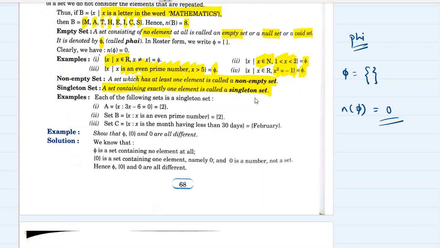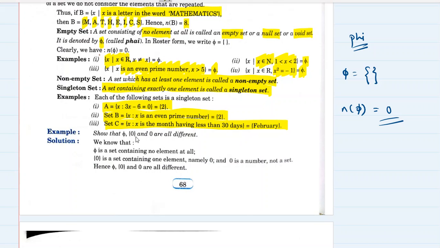So if you want, you can take notes of these things as I speak. That will be beneficial to you. Examples. This is a singleton set because it contains only one element, 2. X such that X is an even prime number, singleton set. X such that X is a month having less than 30 days, singleton set, February only.